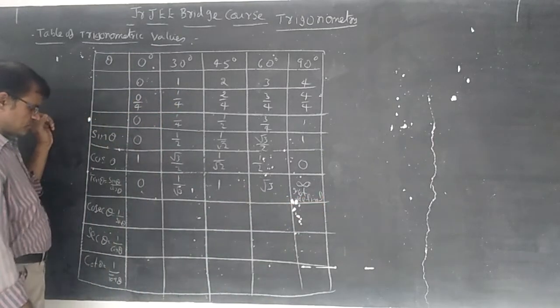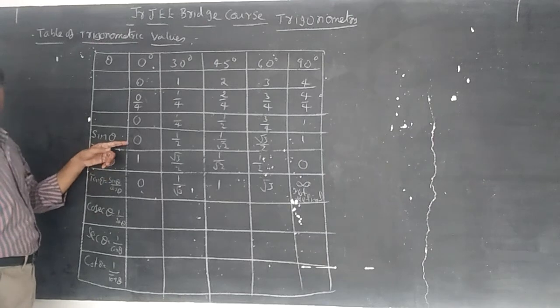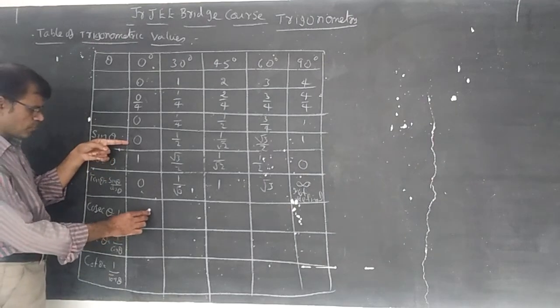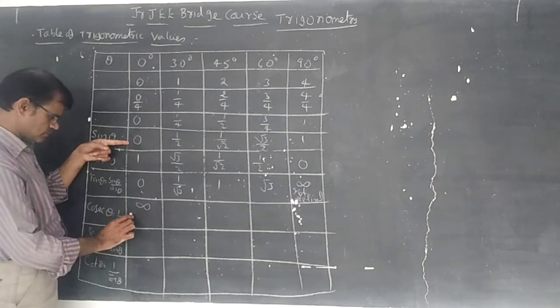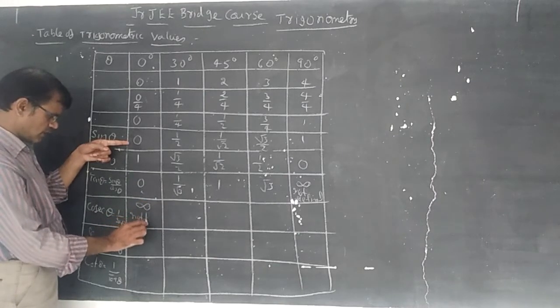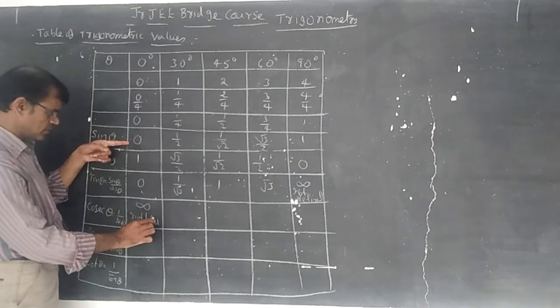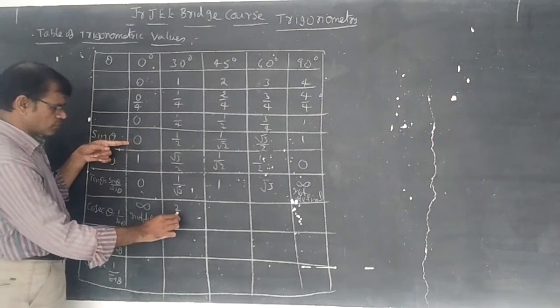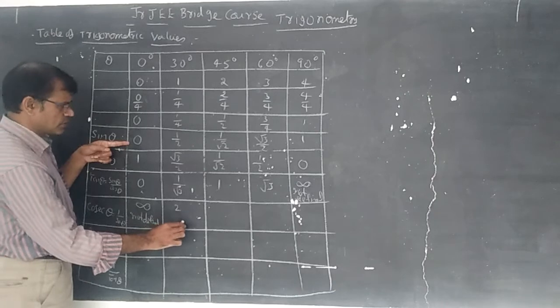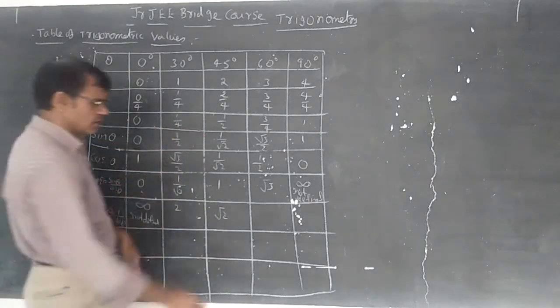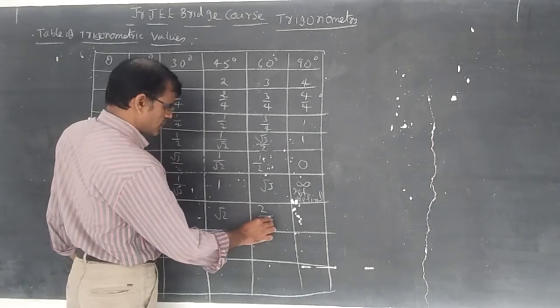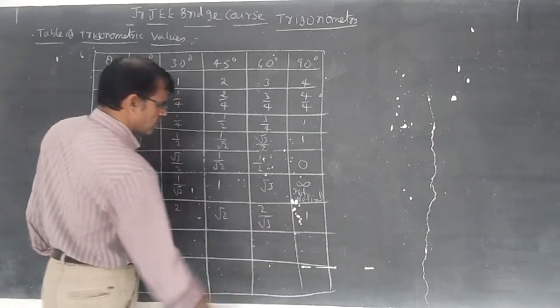Now cosecant theta means reciprocal of sine, 1 by sin. 1 by 0 becomes infinity, that is not defined. Here 1 by 1 by 2 is 2, simply you write 2. Next, this is root 2. Reciprocal of sine, simply opposite. Here 2 by root 3, and 1 by 1 becomes 1.